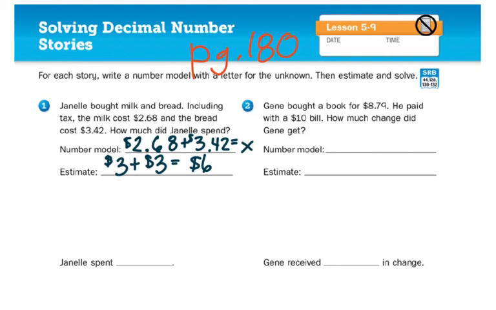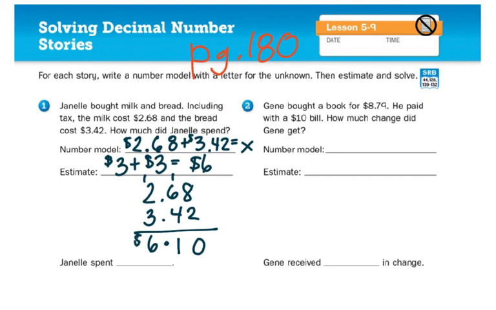Now we need to go ahead and line up our decimal points. First thing I'm going to do is bring my decimal point straight down. And then I'm going to go ahead and add just like I would on other numbers. 8 plus 2 is 10. Carry my 1. 1 plus 6 is 7. Plus 4 is 11. Carry your 1. 1 plus 2 is 3. And 3 plus 3 is 6.